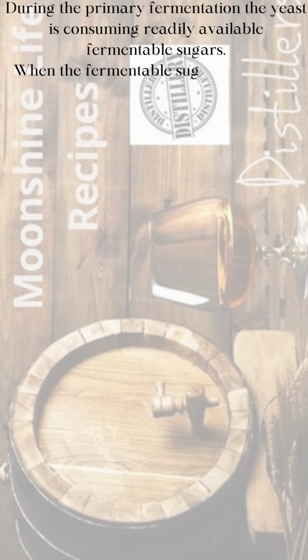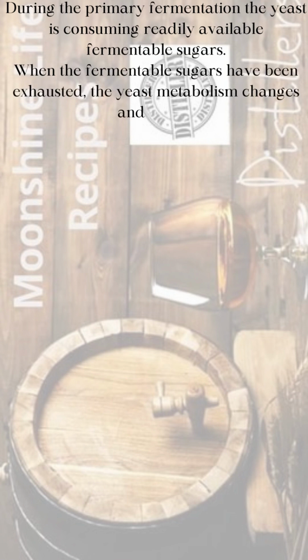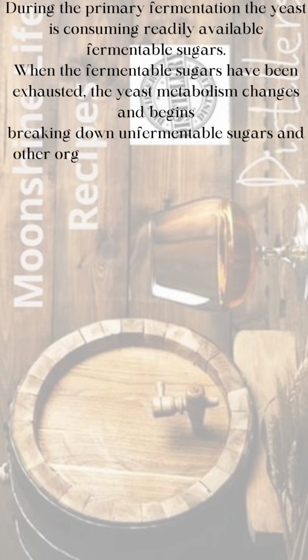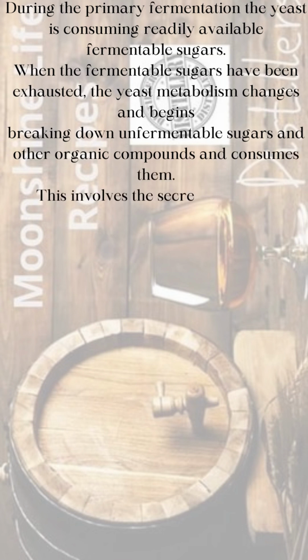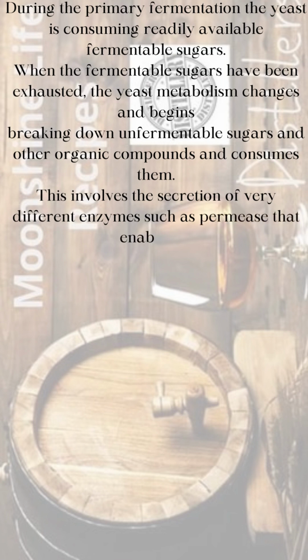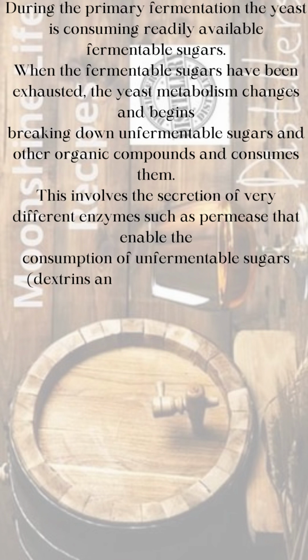When the fermentable sugars have been exhausted, the yeast metabolism changes and begins breaking down unfermentable sugars and other organic compounds and consumes them. This involves the secretion of very different enzymes such as permease that enable the consumption of unfermentable sugars, dextrins and polysaccharides.